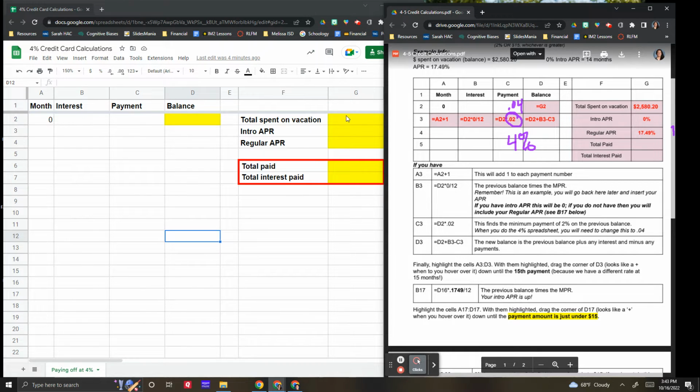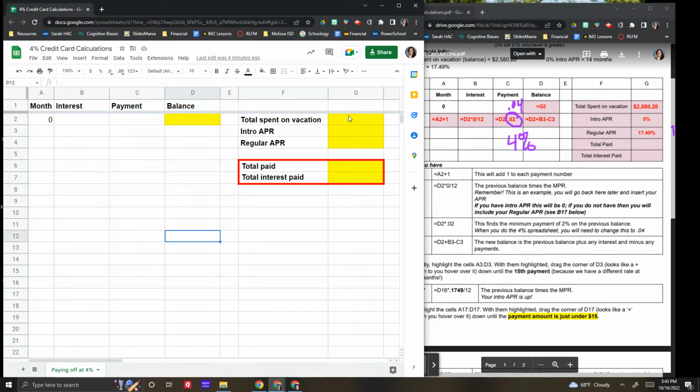Okay. So our calculations are going to almost be identical to what we had before. In this example, I'm going to put in my vacation balance of $2,580.20. I have 0% for 14 months. And then after that, my regular APR switches to 17.49%.